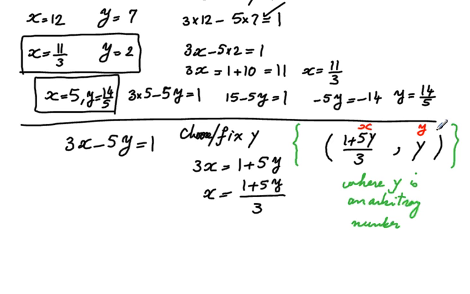So we choose some sort of an order and stick to it throughout the problem. Choose some of the variables as fixed quantities and calculate the other ones in terms of the fixed ones. Put them in a curly bracket. That makes it a set, and we call that the solution set. So our solution set turned out to be the following: (1 plus 5y)/3 and y.